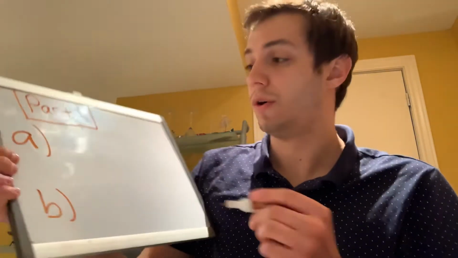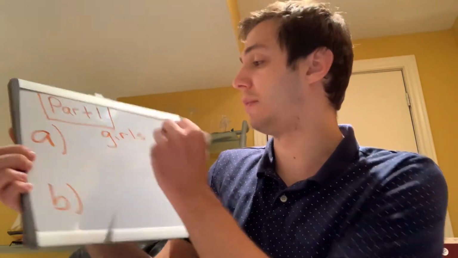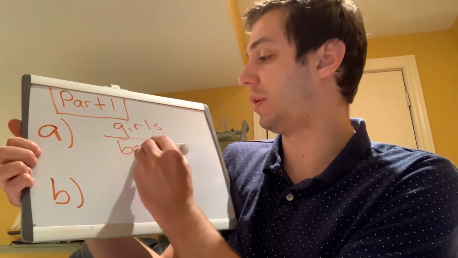So each sentence tells you about a fraction. Let's look at fraction number A. The sentence says, there were 3 girls for every 4 boys. The words girls and boys are underlined. So here's what we need to write. For part A, we have to have girls on the top of our fraction, and boys on the bottom of our fraction.